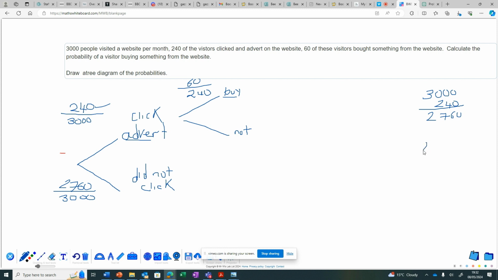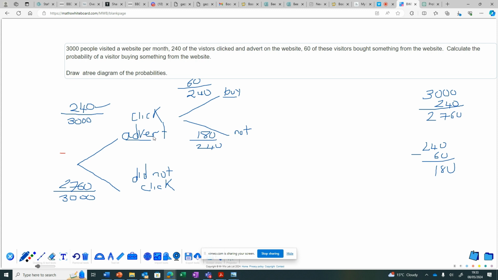Well, how many people did not? Again, it doesn't tell us, but we could take one number away from the other to find how many people are left. So we get 180 over 240. And these have to match up. 60 and 180 is 240, so it matches the bottom of the fraction. 2,760 and 240 is 3,000, so they match the bottom of the fraction.